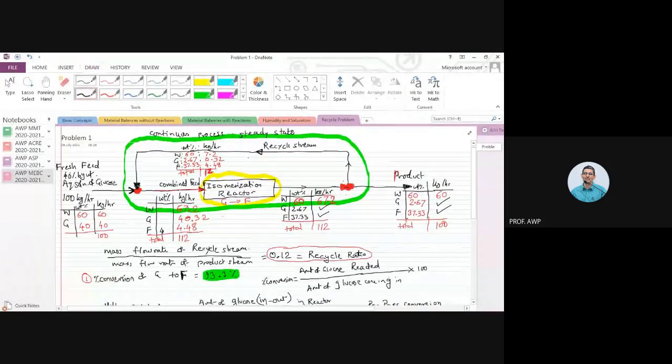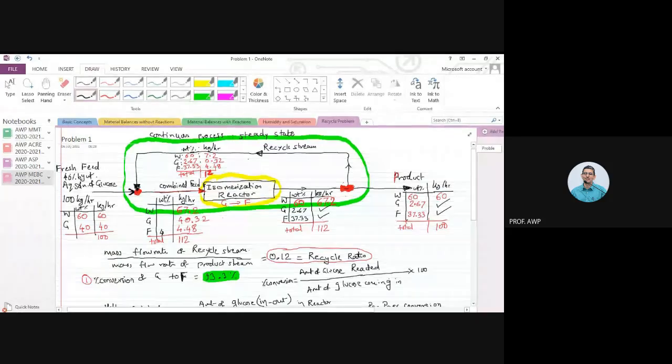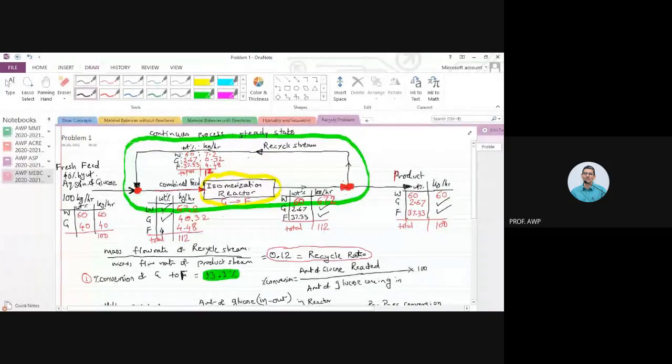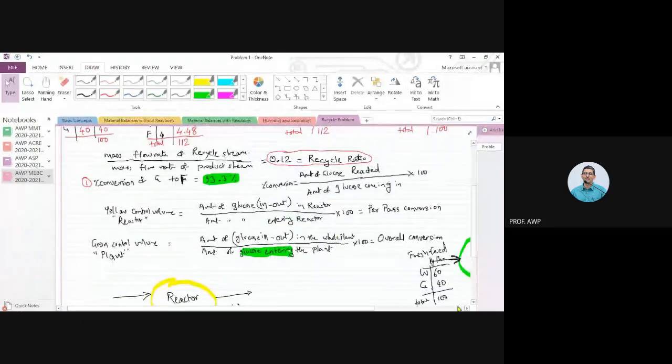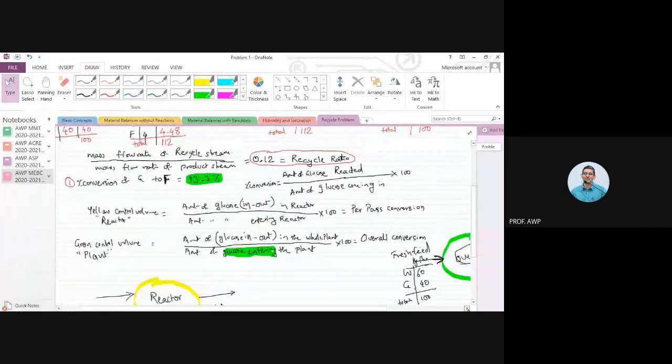And we know the quantities and compositions now of the combined feed as well, because we know the kg per hour, we know the total quantity. So we have used no variable at all for solving. Now look at the overall plant green control volume.